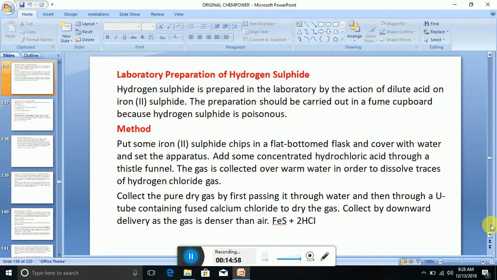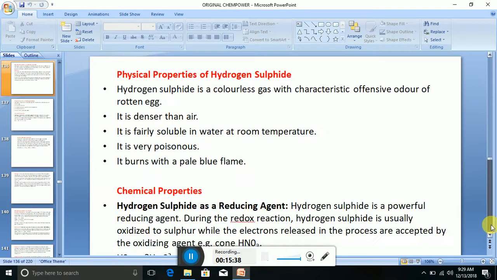iron(II) sulfide chips in a flat bottom flask and cover with water and set the apparatus. Add some concentrated hydrochloric acid through a thistle funnel. The gas is collected over warm water in order to dissolve traces of hydrogen chloride gas. Collect the pure dry gas by first passing it through water and then through a U-tube containing fused calcium chloride to dry the gas. Collect by downward delivery as the gas is denser than air.